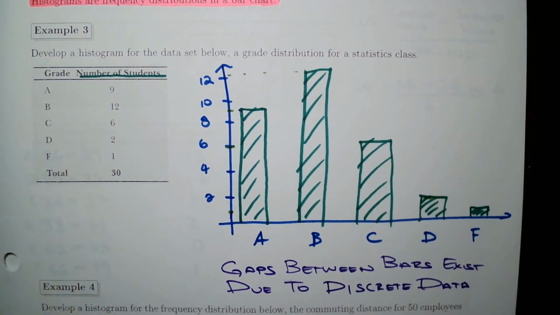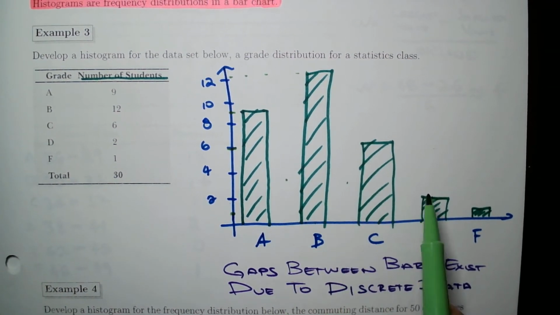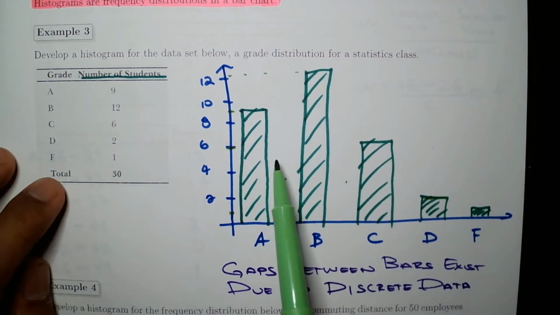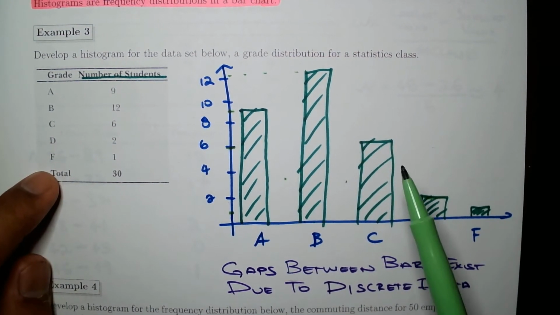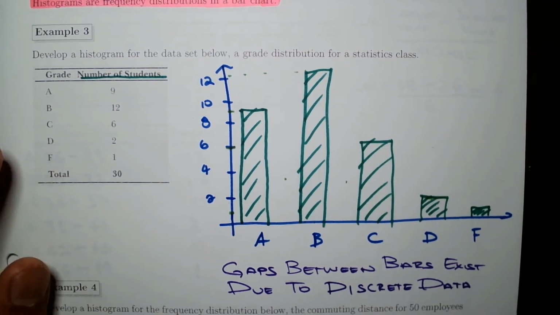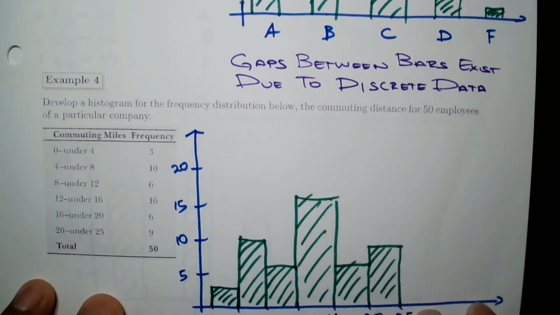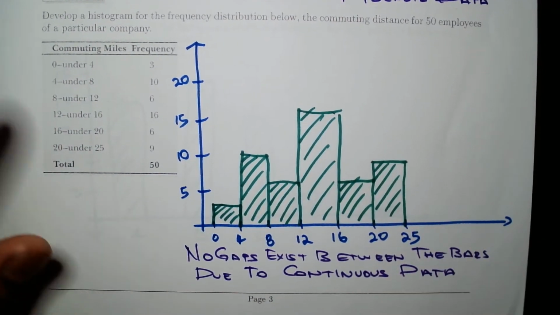Notice in this case there are gaps in between the bars, and that's because we have discrete data or categorical data. If we were talking about continuous data, these bars would be all together, like in the next case. I'm going to discuss the difference after explaining the next step, the next example rather.